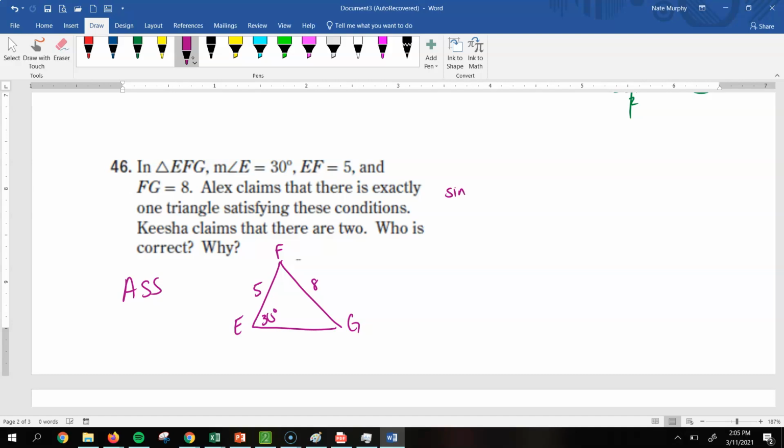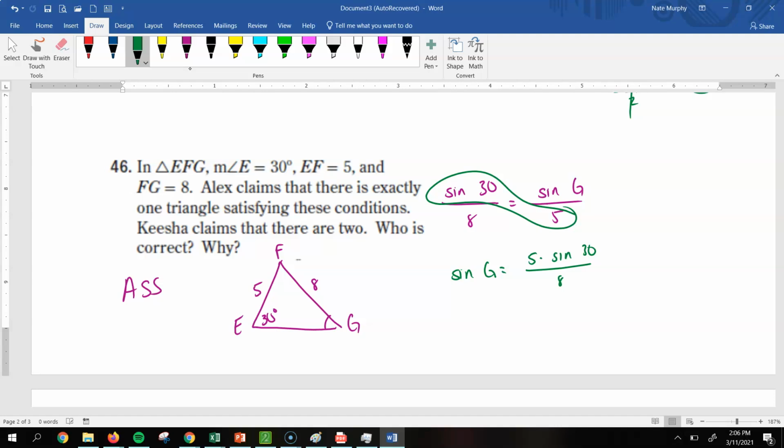So we would use the law of sines. We have sine of 30 over 8. And since I know the side that's 5, I'm going to do the sine of G over 5. So we'll work on this and figure out what G is. So when I cross multiply, I would say sine of G equals 5 times the sine of 30 divided by what's left over, which is 8. And when you do that on your calculator, we get 0.3125. So if I take the inverse sine of 0.3125, I get about 18.2 degrees. So we know that there's at least 1 triangle there with an angle at G of 18.2 degrees.